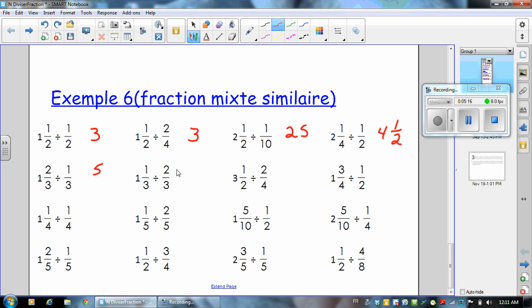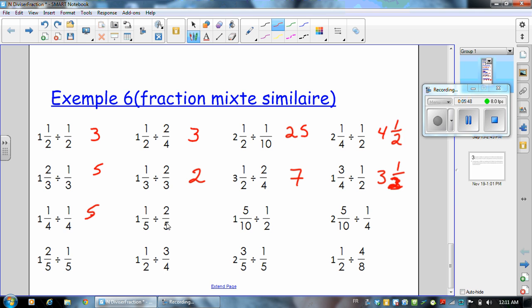Here, how many 2 thirds in 1 and 1/3? There's 2 of them. How many halves in 3? There's 6, and then there's another half, so 7 is your answer. How many halves here? There's 2 and 1, and then there's another and a half, so your answer would be 3.5. How many quarters here? There's 4 here, and there's another one, so your answer would be 5. That's a 5, not an S.